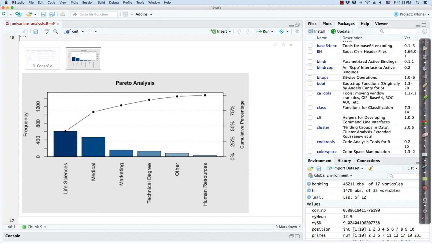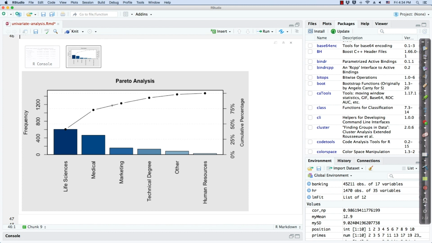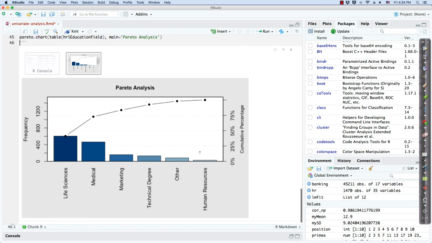And the second question, what is the distribution of categories? So we have this distribution, like life sciences and medical have more employees, followed by marketing, technical degree and human resources which have fewer employees. The third question, separate vital few from trivial many. We have just two categories which are contributing close to 75% of the employees. So if I want to classify, I can just take the first two categories and put them into one group and the rest four categories into another group. Thus we have separated the vital few from trivial many.